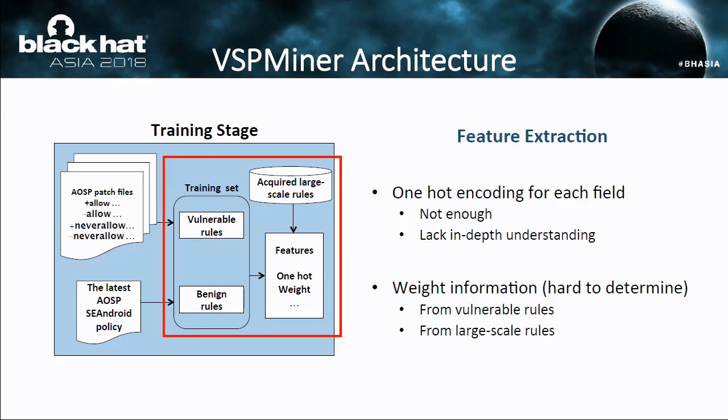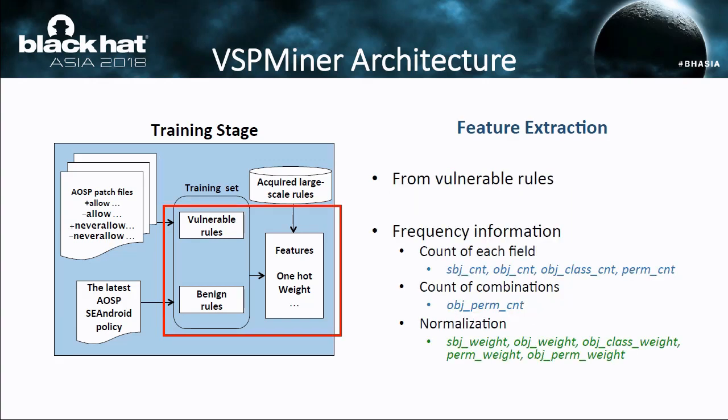Such weight information we acquire from both the vulnerable rules and also the large-scale rules we acquire later, which we will explain later. So this is the weight information from the vulnerable rules. In fact, it's just some frequency information, like the count of each field in the vulnerable rules. And we also take the count of the combinations. Here we only consider the object and the permission, because what operations can be performed on an object is very important when we judge whether a rule is vulnerable or not. So we take it out as weight information.